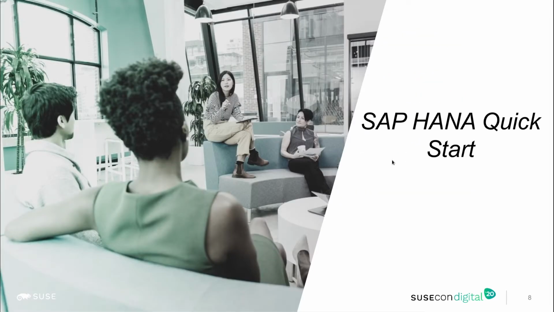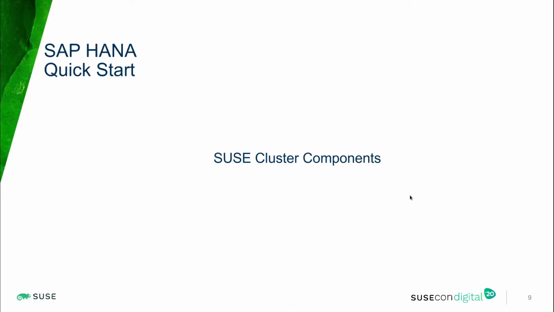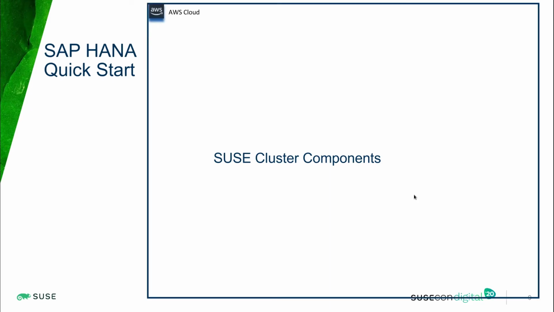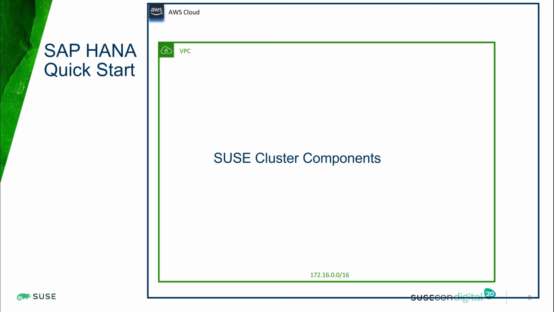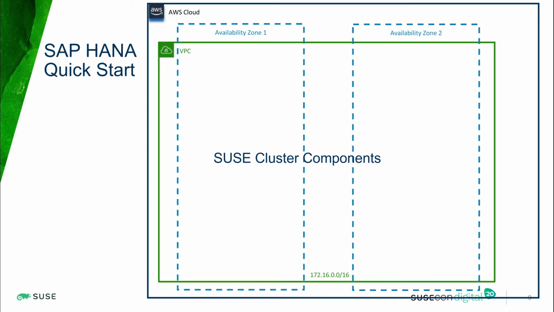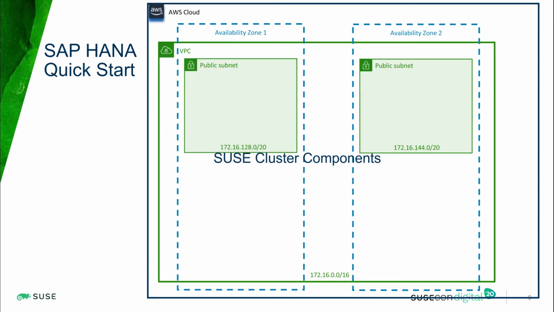Now we will talk about the SAP HANA Quick Start. We have the AWS Cloud. Then we create the VPC. We will host our HA cluster on 2 availability zones. In each availability zone, a public subnet will be created. Then we will have the NAT gateway.